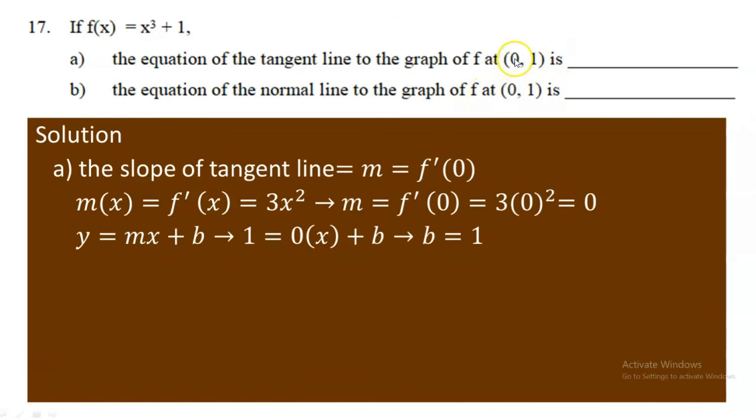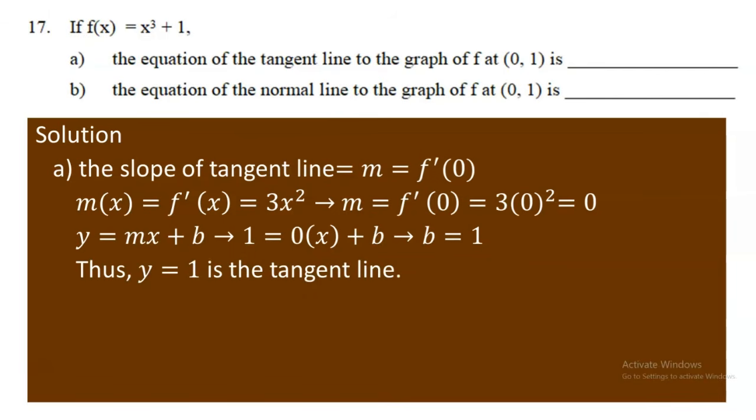So the line must pass through the point 0, 1. It has been given here. So when x is 0, y has to be 1, right? So when y is 1, look, x is 0. So when x is 0 and m is also 0, the whole thing goes 0, so b turns out to be 1, so y is equal to 1 is going to be the tangent line. Y equals 1 is, students, a horizontal line.